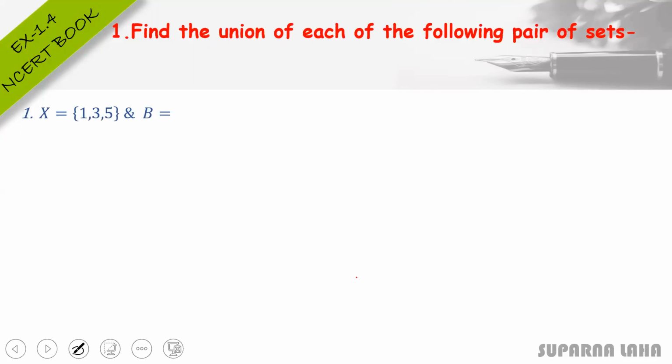So the first set is given, A is 1, 3, 5 and B is 1, 2, 3. So its union is all the elements: 1, 3, 5 and set B is 1, 2, 3. Since 1, 3 are common elements, we just use them once. We will not repeat these elements, since repetition is not allowed in set representation. So this is the union of A and B.